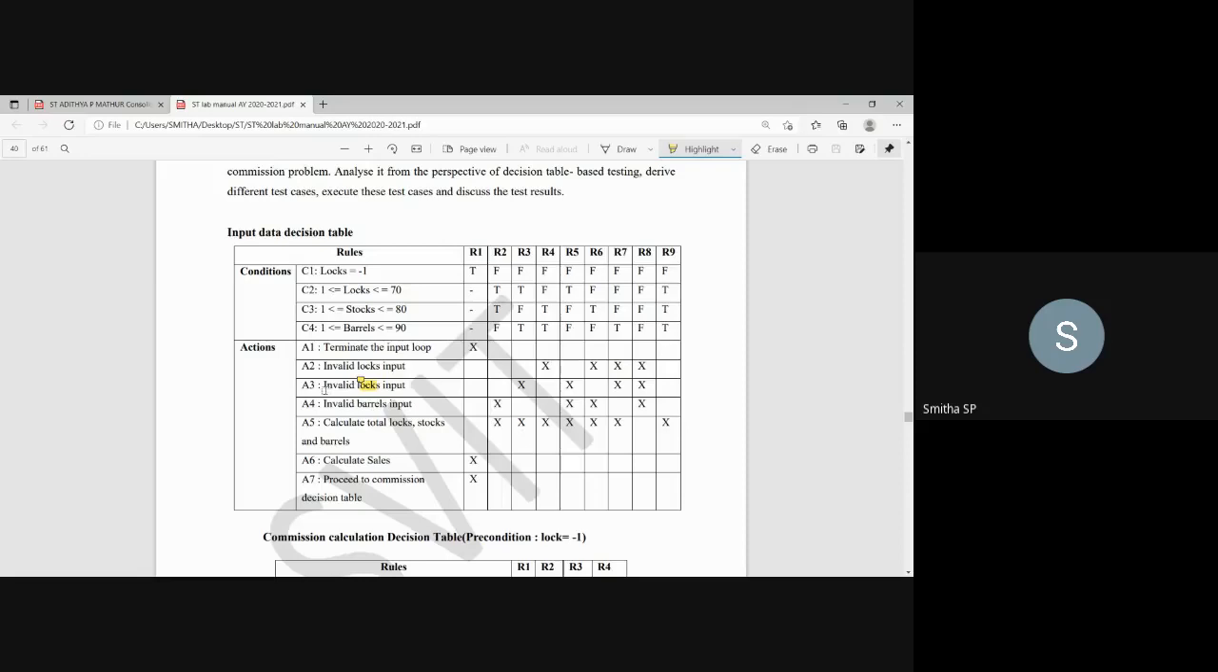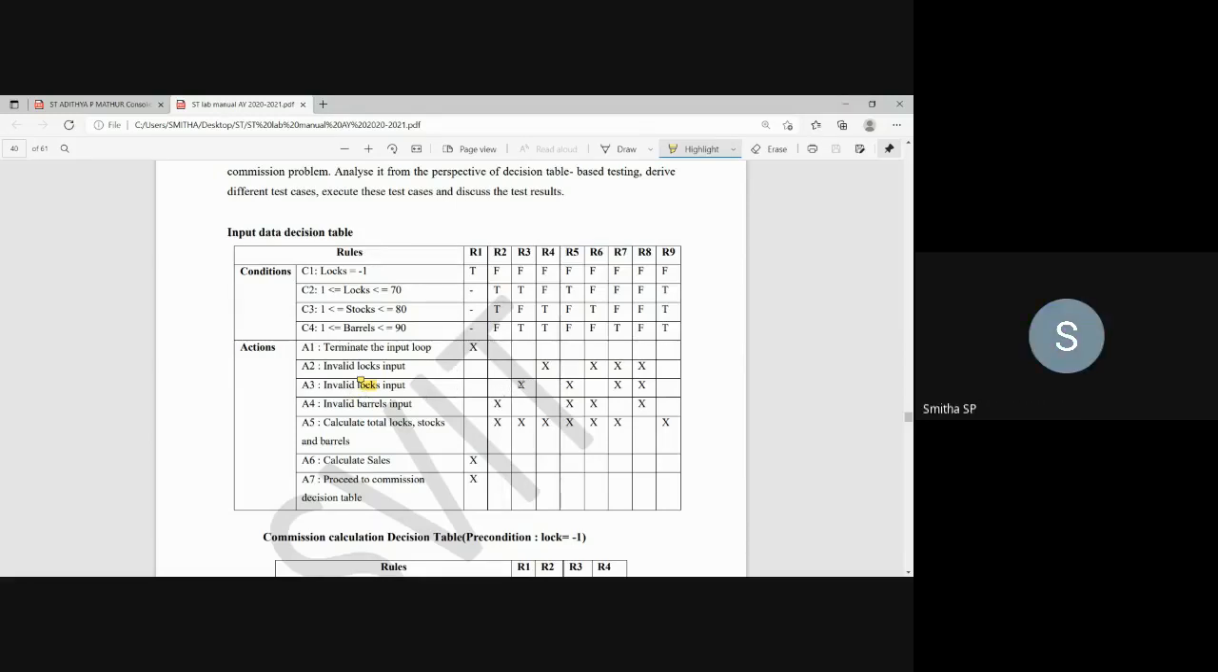So for action 3, make a note in the manual you are having there. While you are writing in the observation, you have to correct it. A3 is invalid stocks input. It is not logs. In the manual it is logs, so corrections are there, so please make a note of it. Action 3 is invalid stocks input. This action should be marked. Clear now?